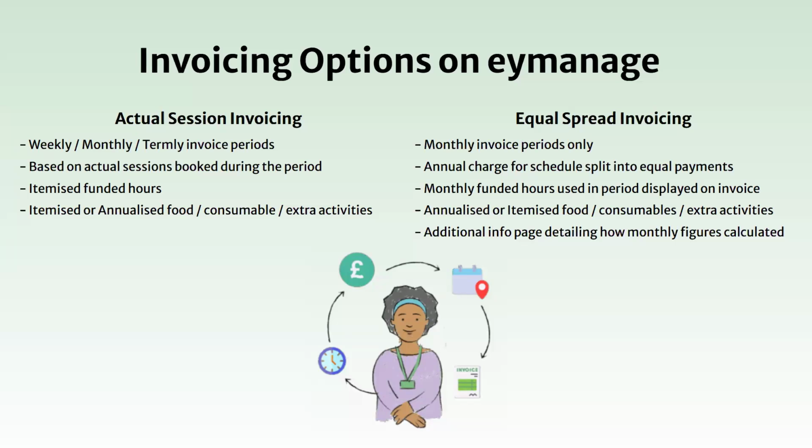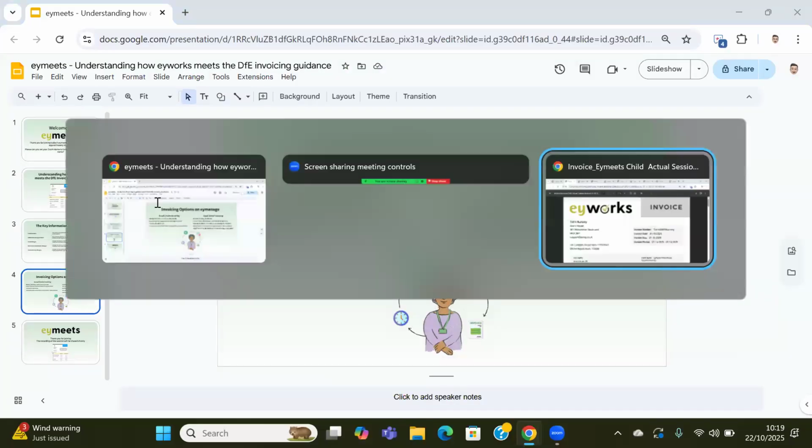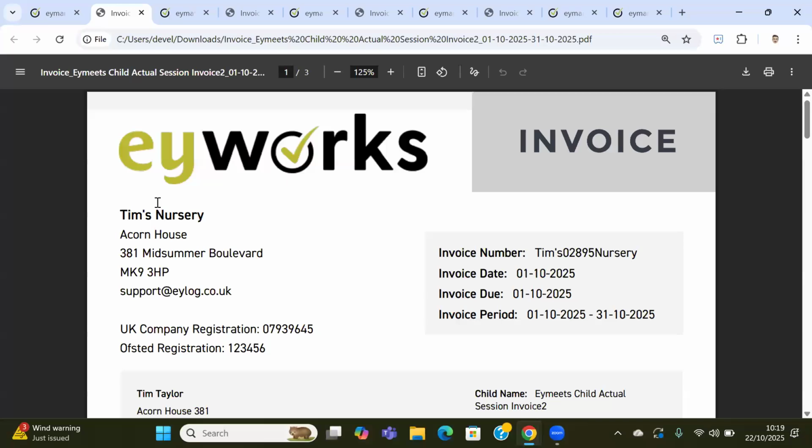But one thing that we do offer on an actual session invoice is the option to itemize the food, consumable, or extra activity costs, which is what a lot of our customers do, or annualize them based on funded hours rather than on a per day attendance basis. And we'll show you that now. So to give some context here for that actual invoice structure, let's just come out of the presentation for a moment and switch across to the system where I've got 2 invoices created in preparation for today's call for you.